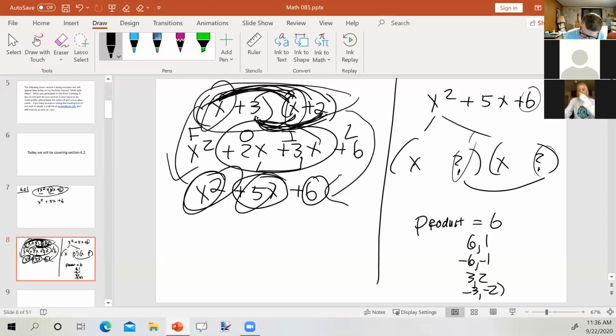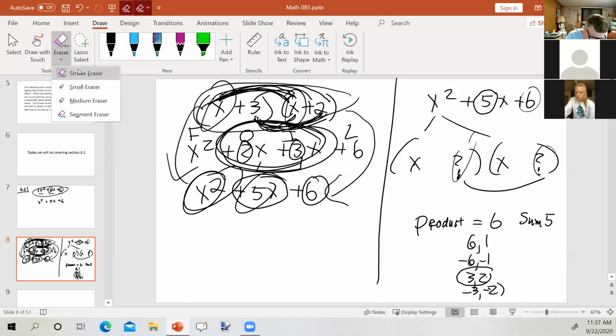So this came from these two numbers here. So that means this has to be the sum of these two numbers. So I need a sum that's equal to 5. So I'm looking for a pair of numbers whose product is 6 and whose sum is 5. Well, looking at these numbers here, there's a pair of numbers whose product is 6 and whose sum is 5. So what goes in the place of the question marks? Come on, we'll get this to work. There we go.